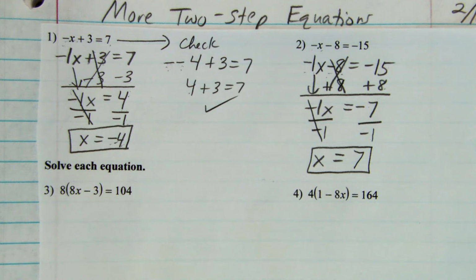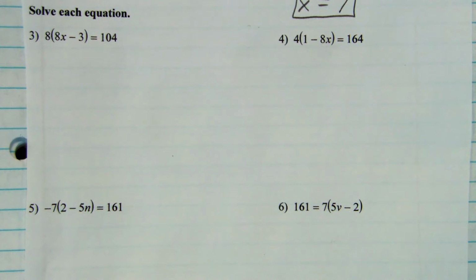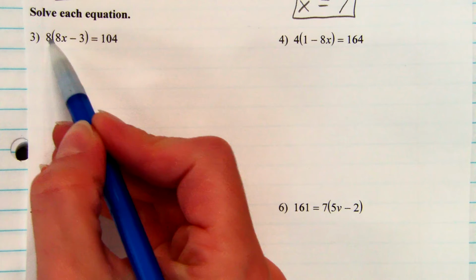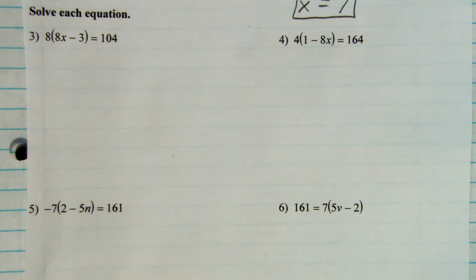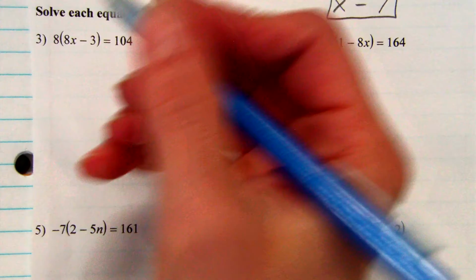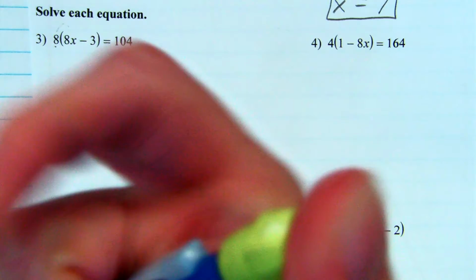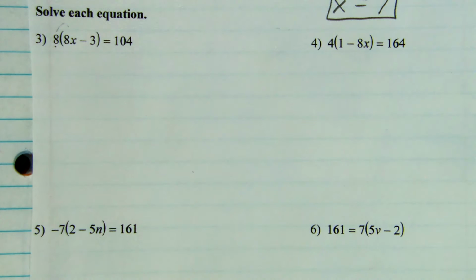Okay, so we're going to go down to number 3, and we're going to start seeing parentheses in our equations, okay? Don't panic, because we already know how to get rid of those. We're going to simplify the left-hand side using distribution, okay? So what we're going to do, there's an 8 on the outside of the parentheses. We're going to multiply that by everything on the inside.